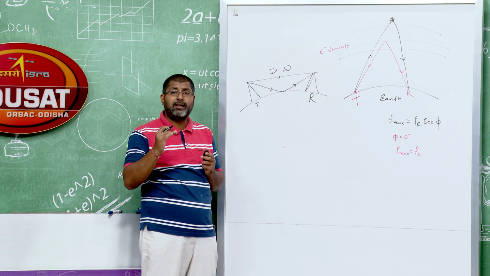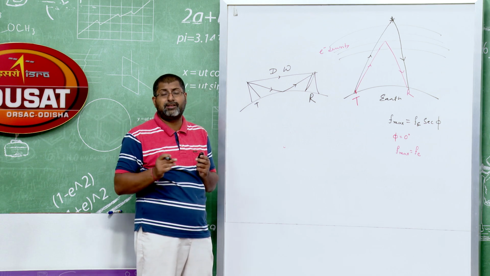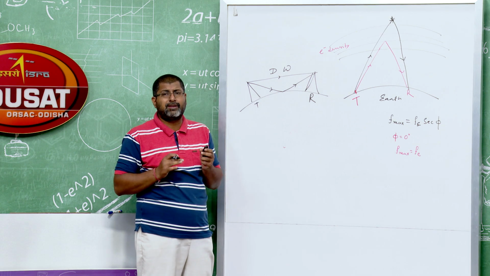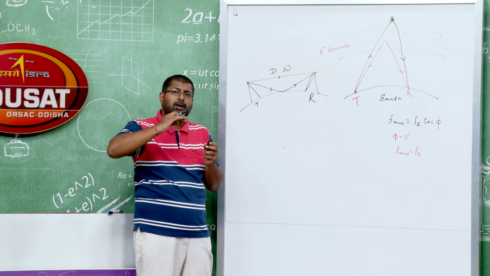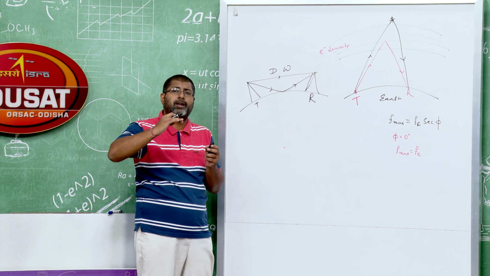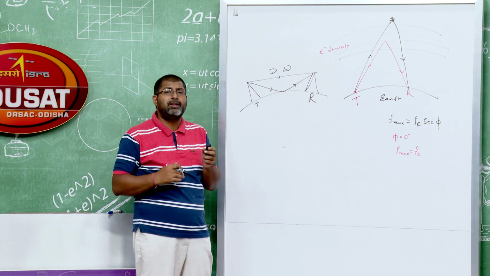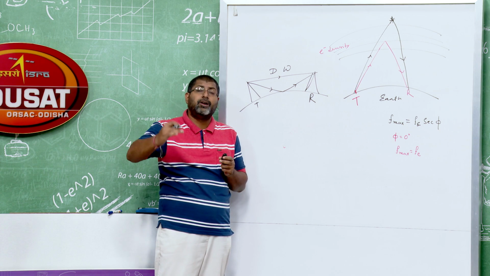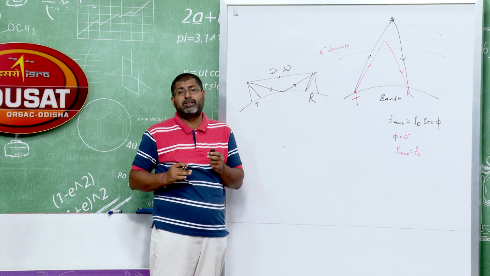megahertz, that is, communication in the range exceeding 30 megahertz, in the very high frequency range, ultra high frequency range or microwave range, space wave propagation is established using satellites. Cellular phones operating in the microwave range use space wave propagation. So, we can say that space wave propagation, or satellite communication, is only meant for communication beyond 30 megahertz.